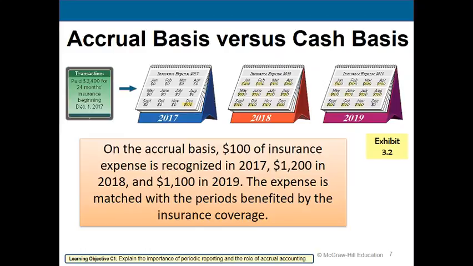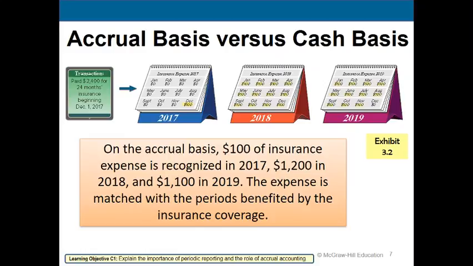So to show you the effects of accrual versus cash basis, let's take a look at a prepaid expense for insurance of $2,400. We're prepaying for 24 months of insurance expense beginning December 1 of 2017. Okay, and let's say we're on the calendar year fiscal financial reporting. Okay, so December 31st is our fiscal year end. And the whole idea here is we're receiving a benefit over more than one accounting period, right?